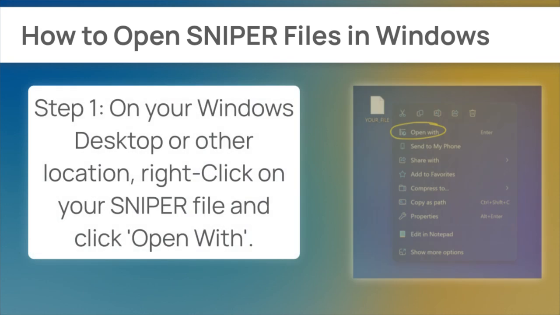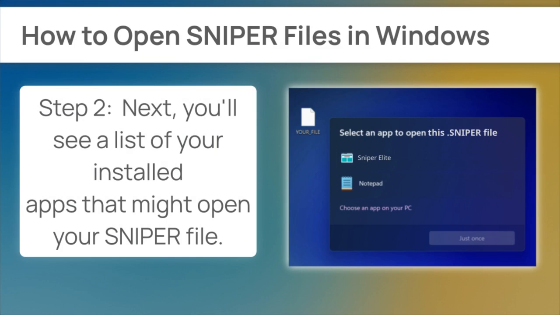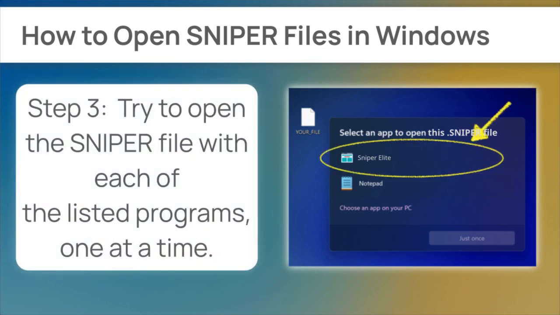Let's verify the file's compatibility against known readers. Right-click the Sniper file and select Open With. Test Sniper Elite if it appears. If not, choose another program. Different software handles the Sniper format uniquely.